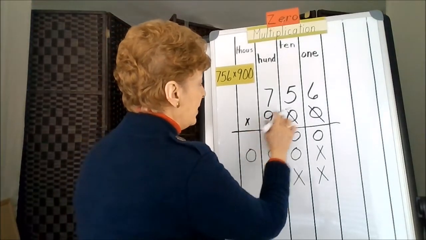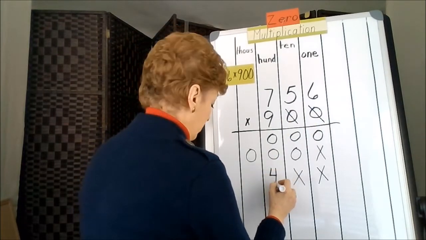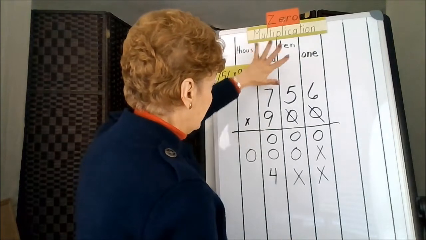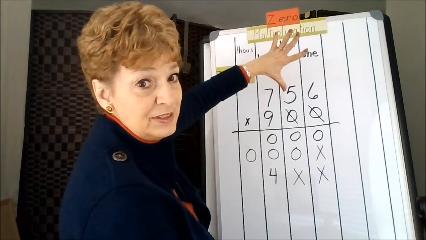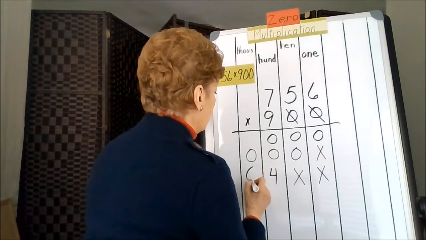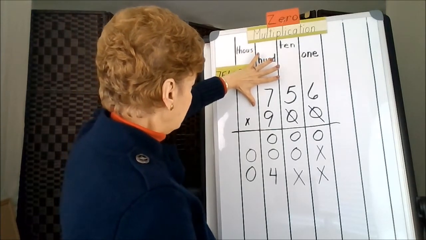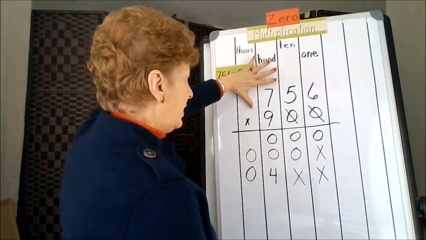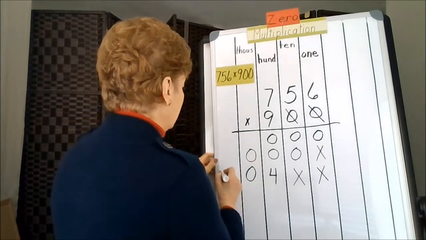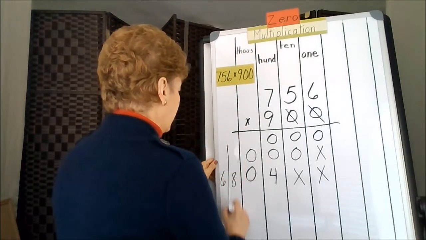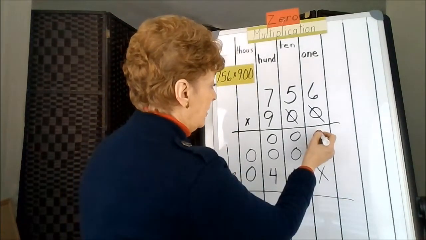So 900 times 6 would be 54. We put down the 4, the 5 would spill over. 9 times 5 is 45, 50. Put down the 0, carry the 5 again. 9 times 7 is 63, 64, 65, 66, 67, 68. And I would need another column. Then we can add up our partial products.